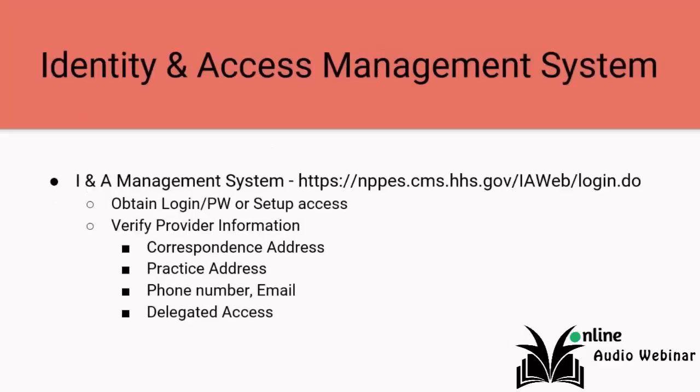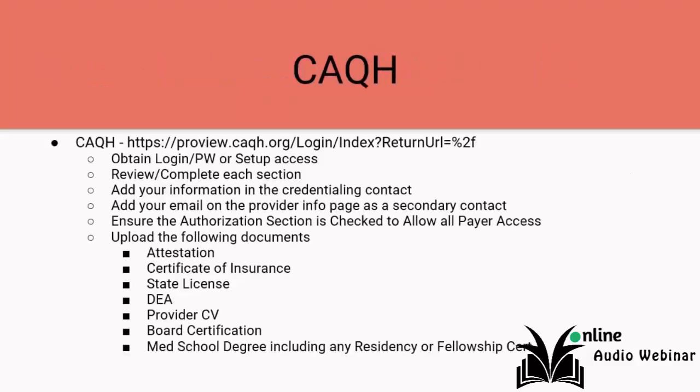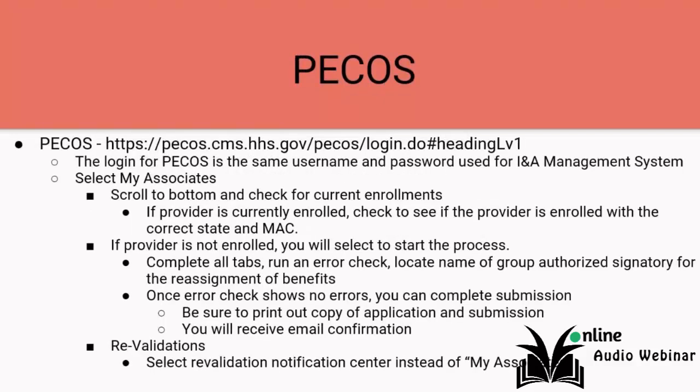So moving on to the Identity and Access Management System. This is basically the system that houses the login and is the keeper of the information. Moving on to CAQH. This is the link to go to CAQH. Next is PECOS.